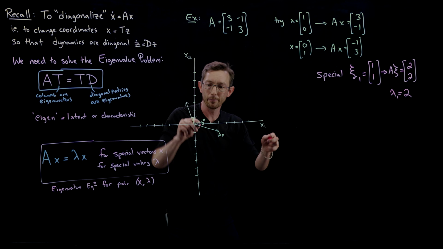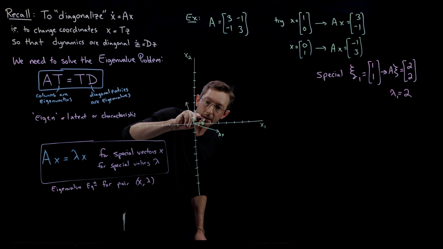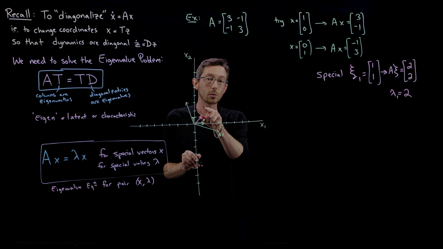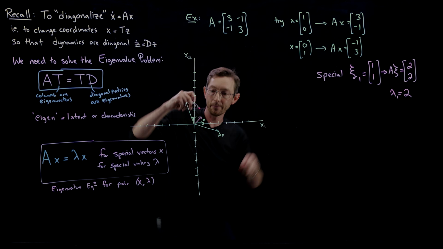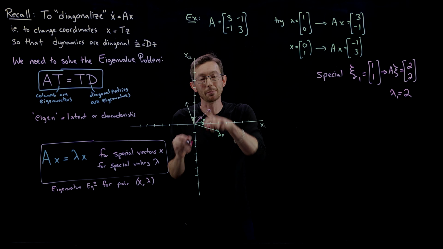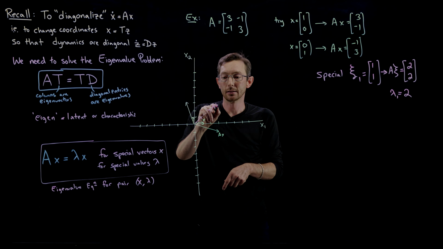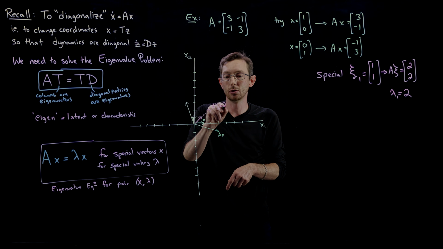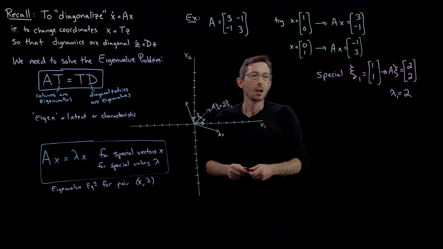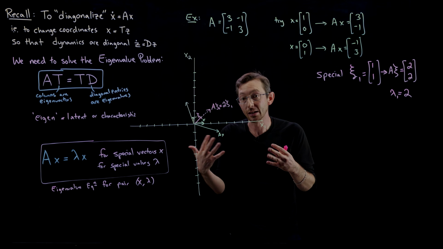So I'm going to draw this picture. This vector here in the 1, 1 direction, this xi, is an eigenvector because when I multiply it by A, I get a vector in the exact same direction. A times xi1 equals 2 times xi1. This was xi1. So that's really, really special. That's what I mean by an eigenvector.